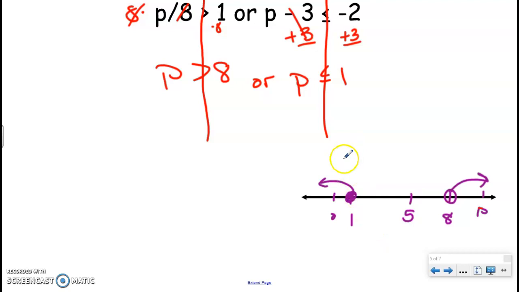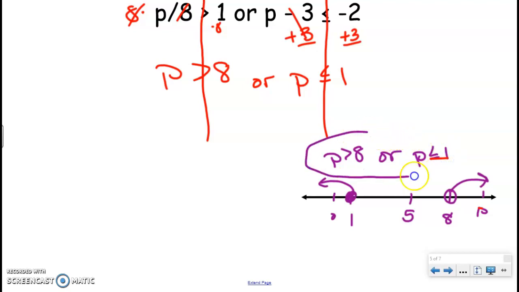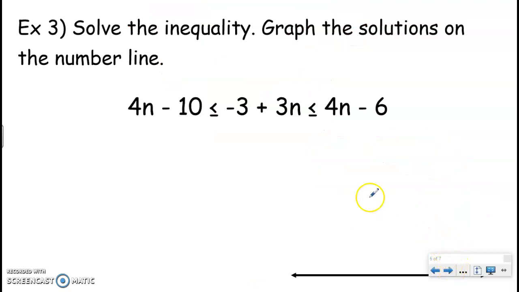This is typically what an OR looks like. So my answer is p is greater than 8, or p is less than or equal to 1. Let's do 2 more. Okay.